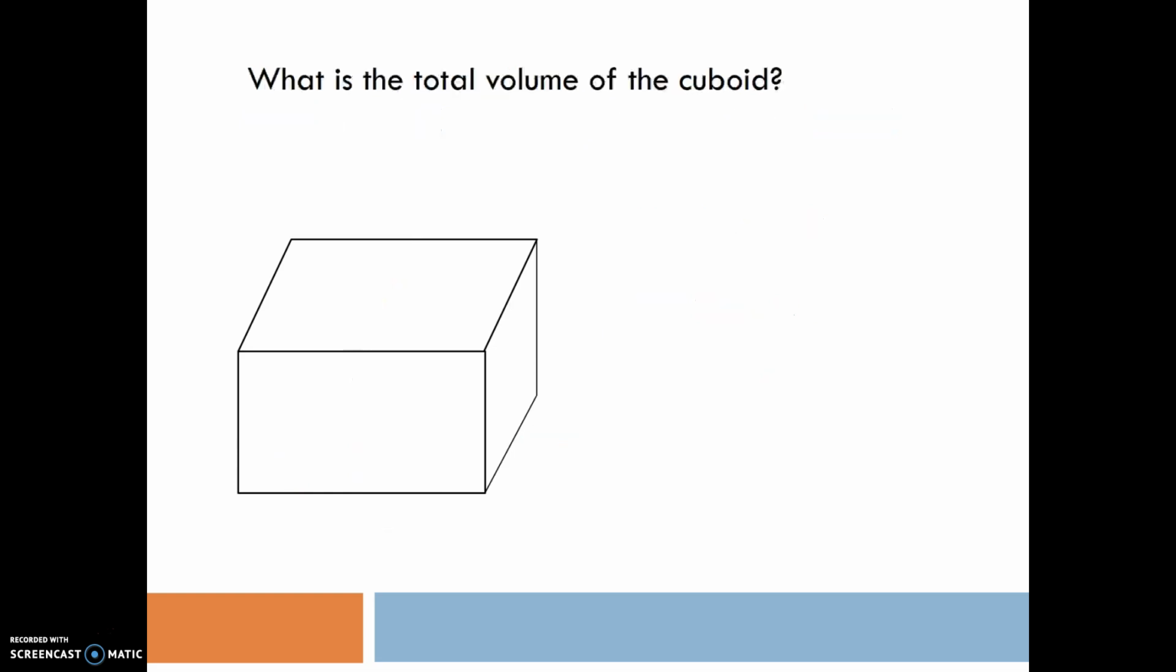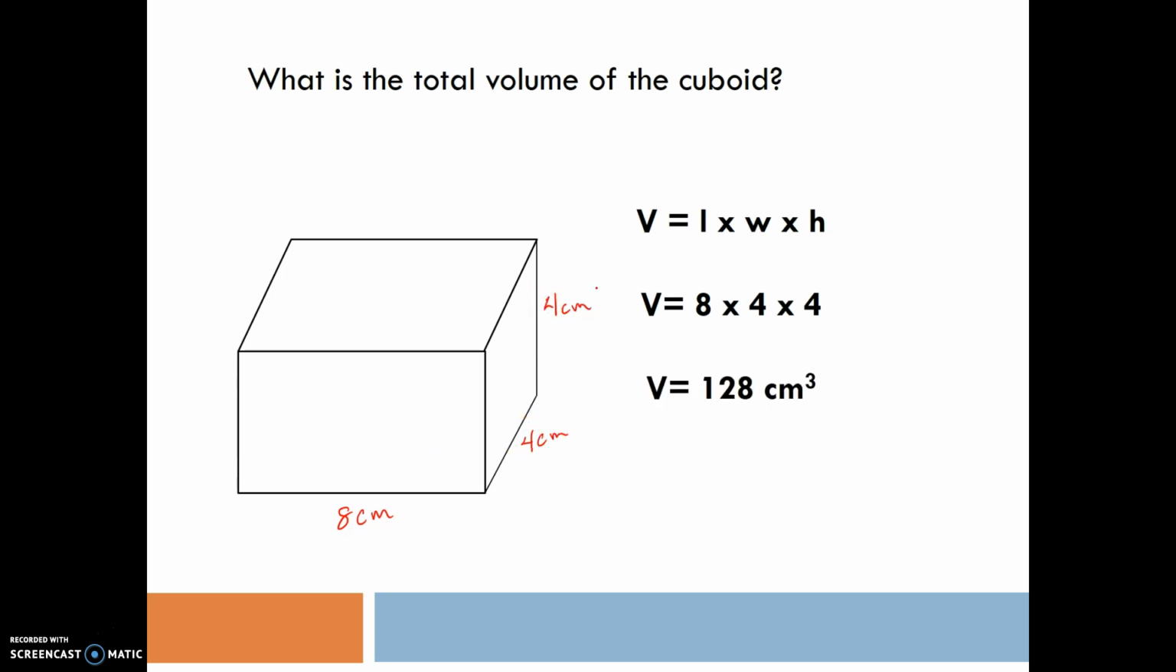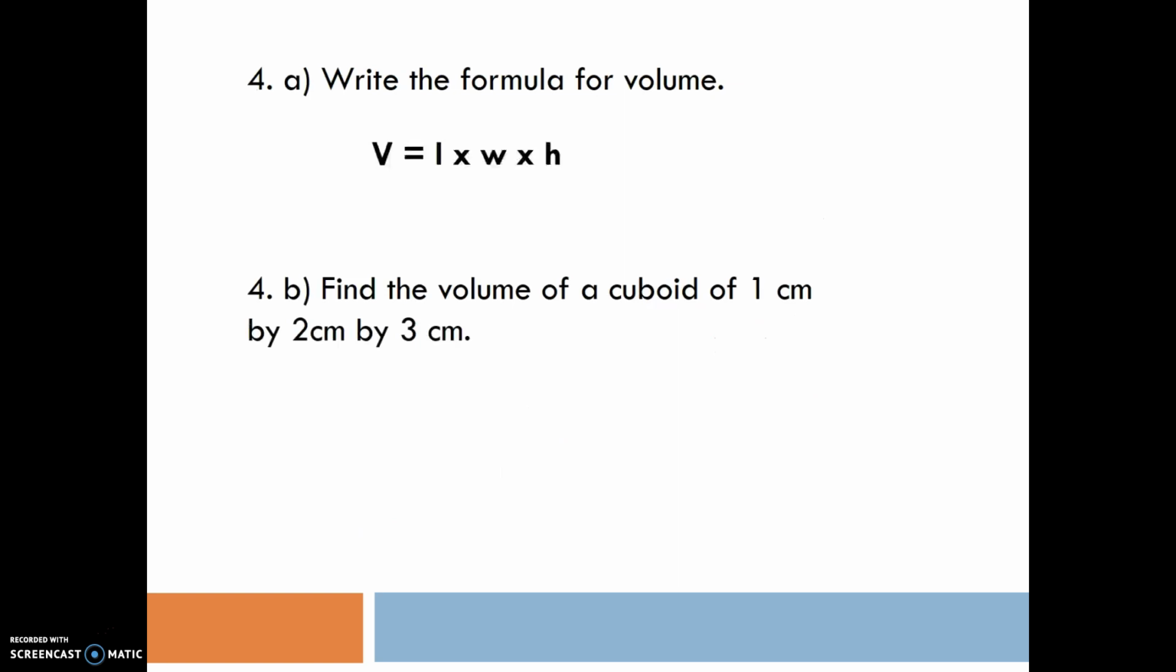Now, if we want to know the total volume of the cuboid, now let's substitute in our centimeters. Okay, so we had 8 centimeters there, 4 here, and 4 here. 8 times 4 times 4 would equal 32 times 4, which would equal 128 centimeters cubed. All right, let's write the formula for volume one more time. Okay, we're actually going to be writing this quite a bit in this unit.